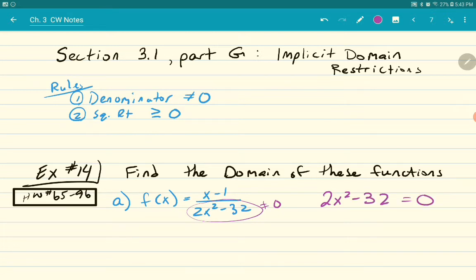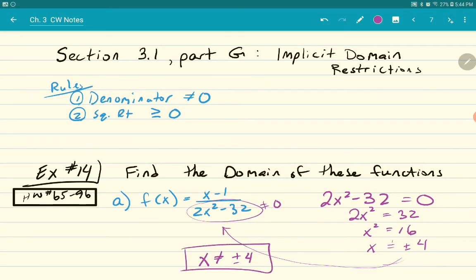So I just solve the equation where it is equal to 0 to find out where x cannot be. Solving this equation, I get 2x squared equals 32. Dividing both sides by 2, I get x squared equals 16, and then x equals plus or minus 4. So x cannot be negative 4 or positive 4. What happens if I plug in a 4 there? I get 2 times 16 minus 32, which is 0. So that's a problem. So here's my domain restriction: x cannot equal positive or negative 4.